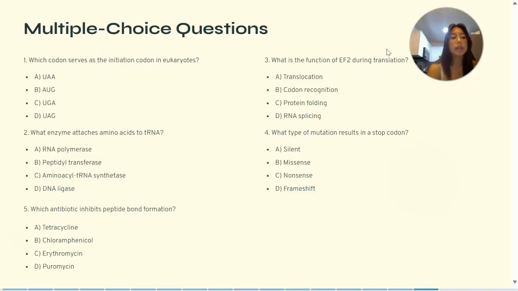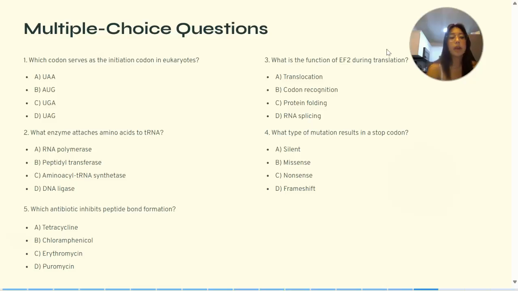Translocation, A, is the correct answer because EF2 facilitates translocation during translation, moving the ribosome along the mRNA to the next codon after peptide bond formation. The correct answer for 4 is C, nonsense. A nonsense mutation introduces a premature stop codon in the mRNA sequence, leading to early termination of protein synthesis and often resulting in a truncated non-functional protein.